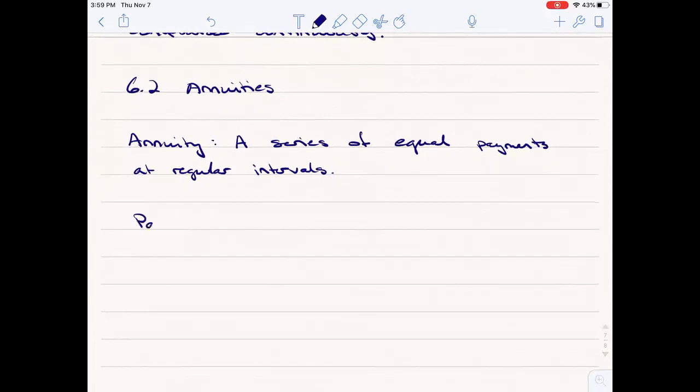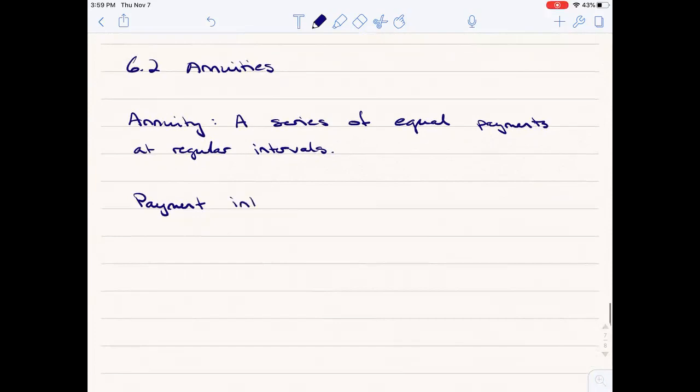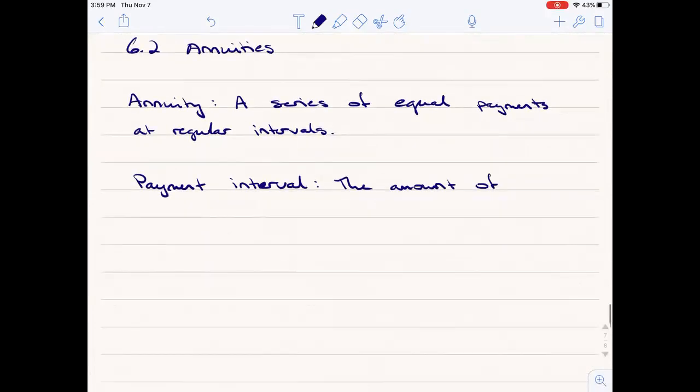So first we have to define some things, like a payment interval. Nothing crazy here though, right? It's the amount of time between payments.